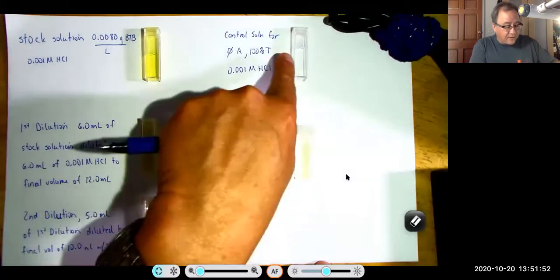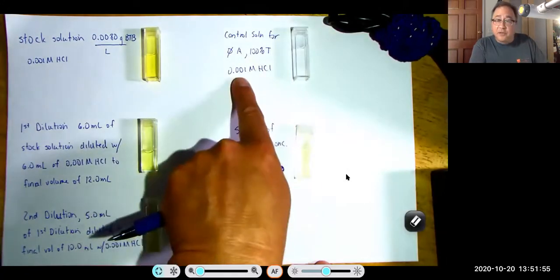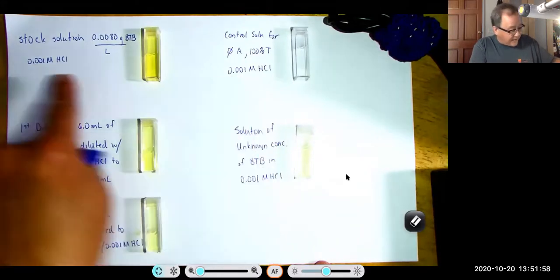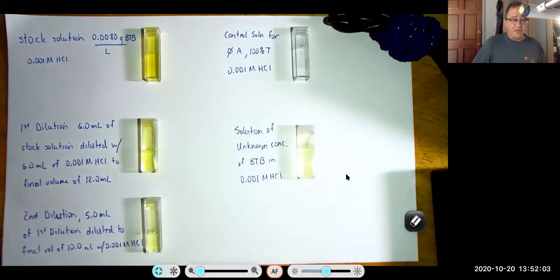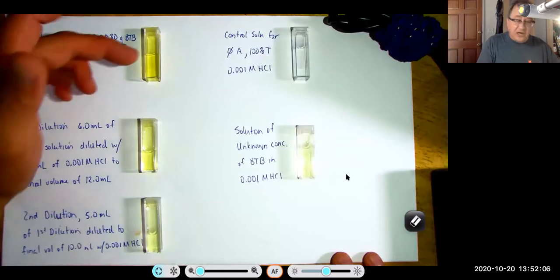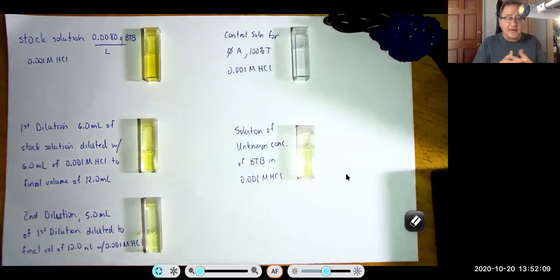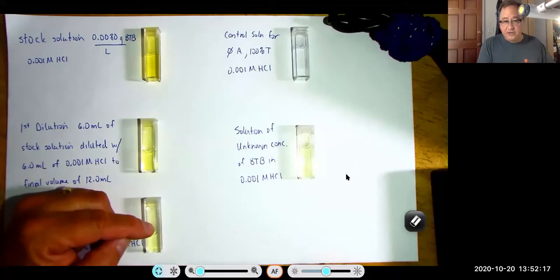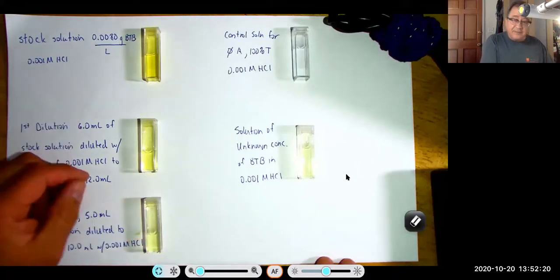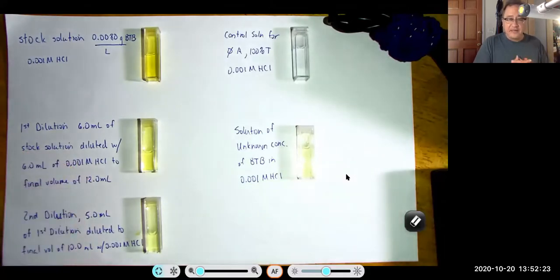This is the control for this experiment, which is 0.001 molar HCl. So the same HCl as in the rest of the solutions. And here's the solution of unknown concentration. So what we're going to do is first use the stock solution to find out what wavelength we should be working at. And then we're going to collect absorbance data for these 3 solutions at that wavelength and construct a calibration curve. And then we're going to submit the unknown solution to the spectrophotometer, find out its absorbance, and from its absorbance, figure out its concentration. So let's take a look at the Vernier analysis here.